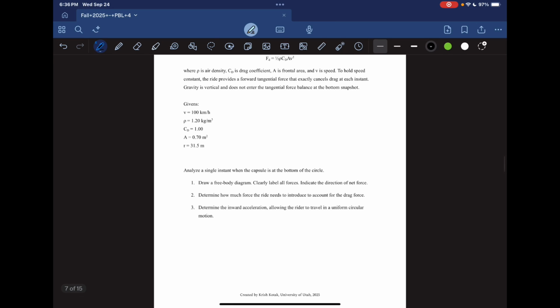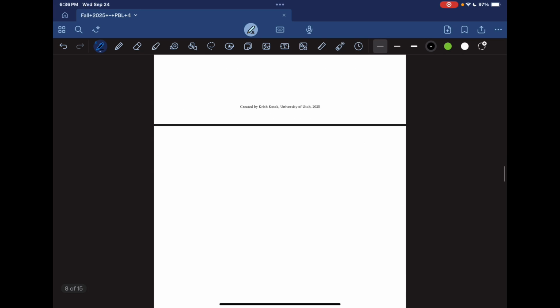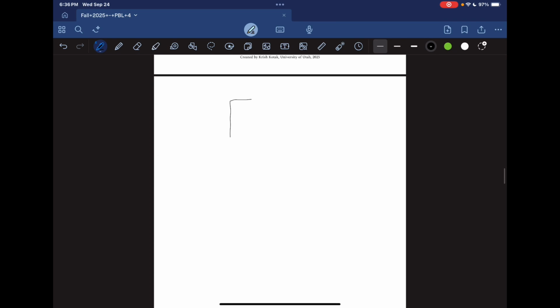So one key thing we want you to do is that gravity is vertical and does not enter the tangential force balance at the bottom snapshot. So your free body diagram, here's the bottom of the ride. We'll say it's traveling to the right. There is a drag force trying to prevent that. There is a forward force to counteract that. We'll call it FA. And then the net force is going to be in this direction.